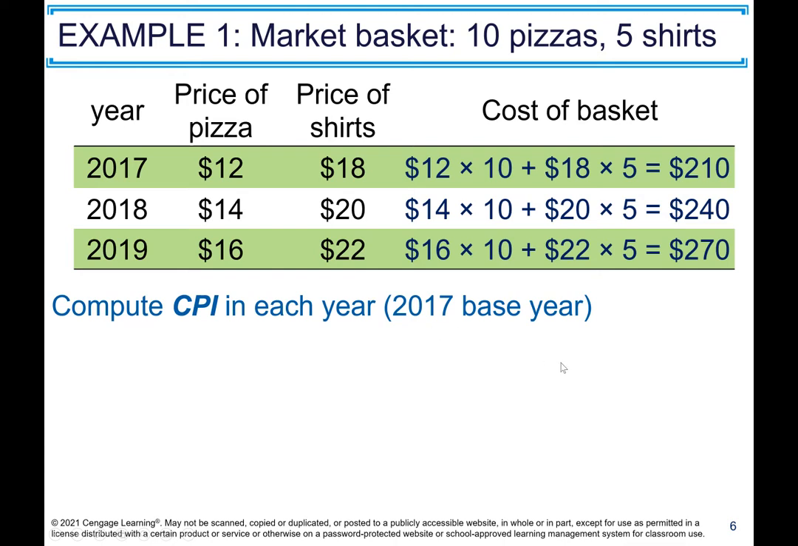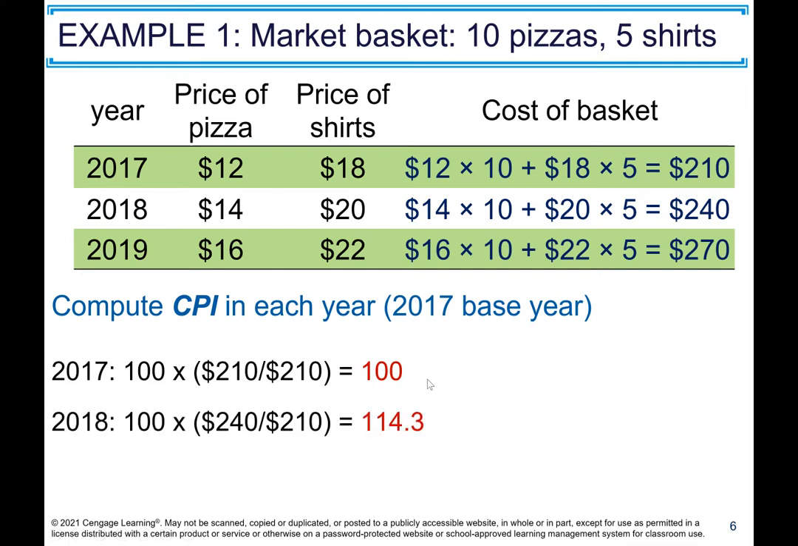2017, we have chosen as the base year. So 2017 is 210 divided by 210 times 100. Cost in the specific year divided by cost in the base year times 100. In this case, the specific year and the base year are the same, and therefore the CPI in the base year will always be 100.